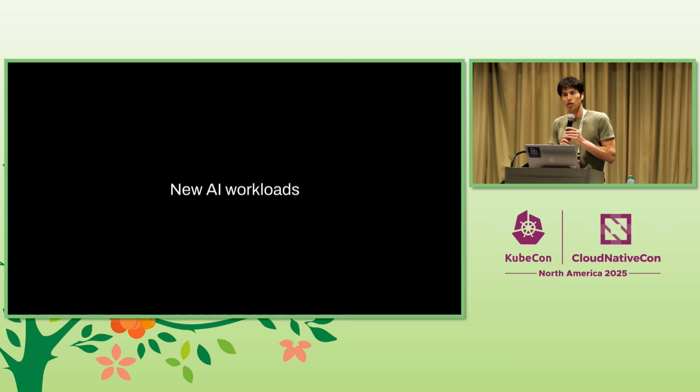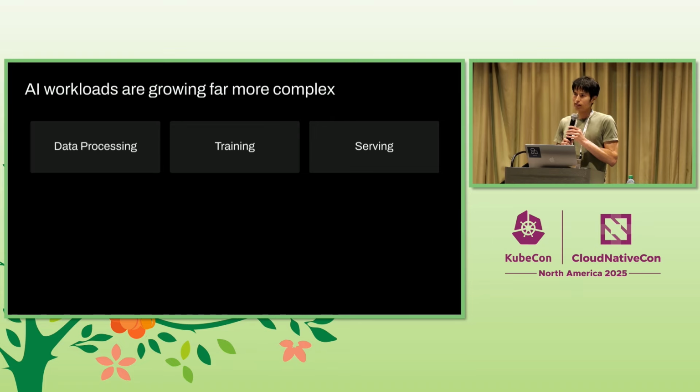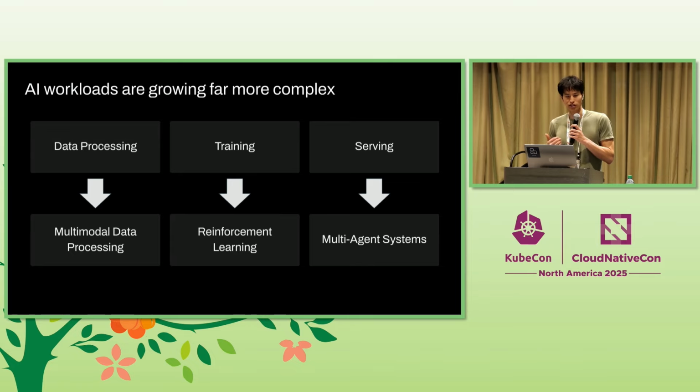OK, so how is AI different today compared with 5 or 10 years ago? When I think about different AI workloads, I tend to think about preparing the data, doing data processing. I think about training the model, and I think about deploying the model. And all of those are still happening today. But in each case, there's additional complexity.